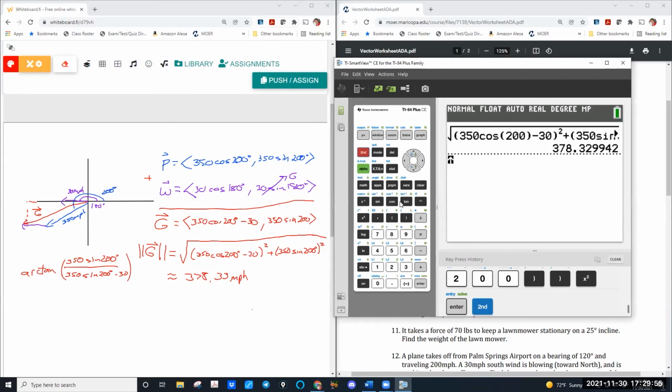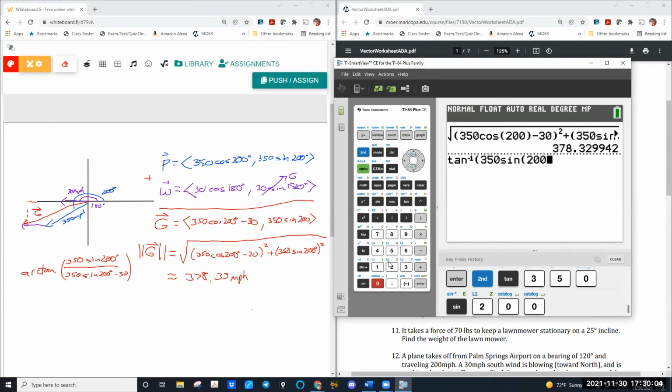Again, guys, if you have questions as I'm going through any of this, feel free to ask. Let's see, we got 350 sine of 200. That's going to be divided by 350 sine of 200 minus 30. Close the parentheses for our denominator, and then close the parentheses for our arctan. And there's our answer.